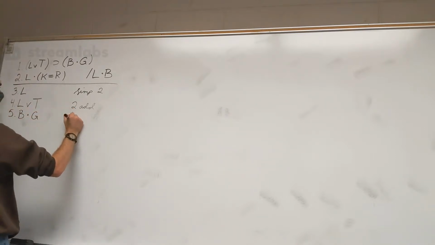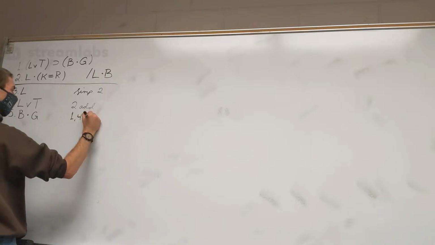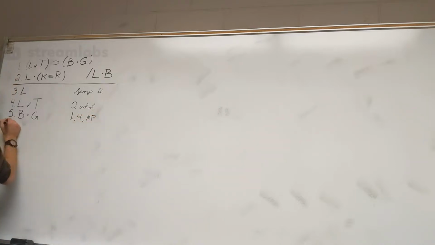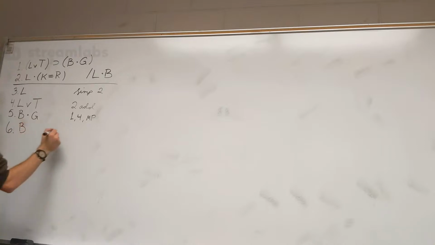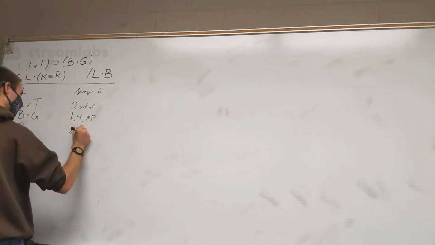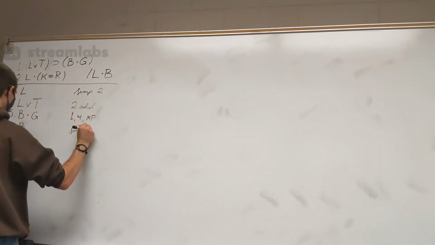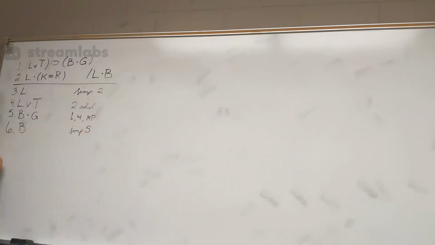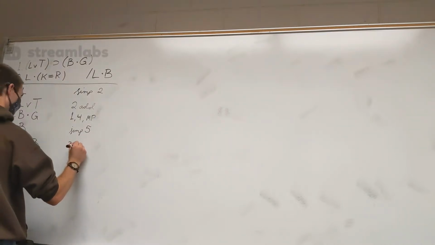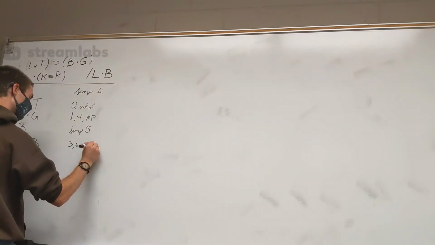So that's. We can simplify 6, so I just have B. I simplified 5 though, but yeah. And then I can do a conjunction of 3 and 6. And get my conclusion.